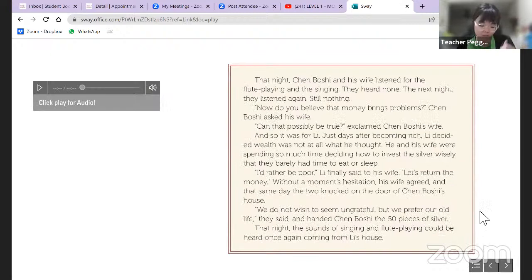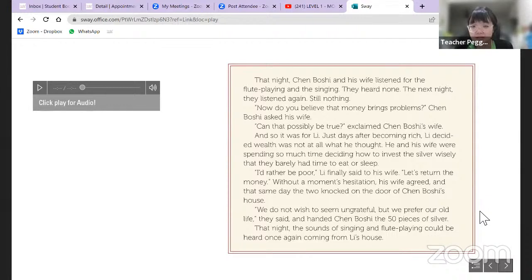Here is the climax of the story. So right after Chemboshi gave the neighbors money, that night, Chemboshi and his wife wanted to listen to the flute and singing. No, they heard nothing. So Chemboshi asked his wife, now do you believe that money brings problems? Do you believe that? Can that possibly be true? exclaimed Chemboshi's wife. So Chemboshi's wife is still like 50-50.